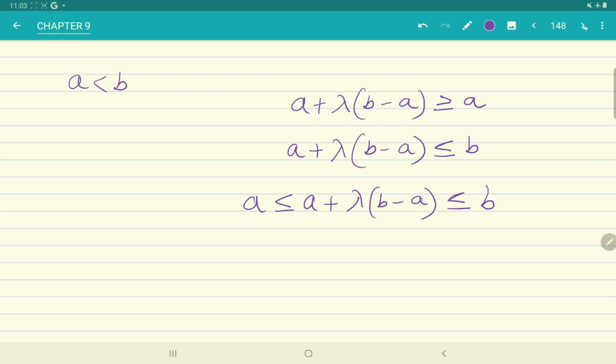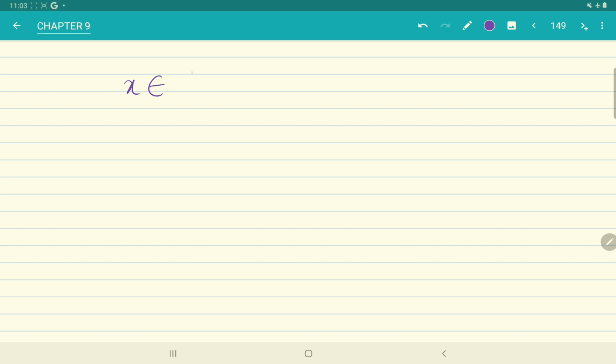On the other hand, if I start with x belonging to this interval, and now I put lambda equal to (x minus a) by (b minus a). What is this? This is the ratio between the distance from x to a, that is x minus a, and the total distance from a to b, that is b minus a. So if you take a look at this expression, given the fact that x lies between a and b, if x is a, this expression is 0.